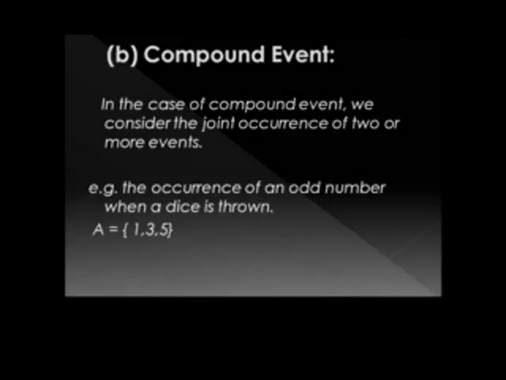The second is compound event. In the case of compound event, we consider the joint occurrence of 2 or more events. Earlier in the simple event, we considered only a single event and we were interested in calculating the probability of occurrence of that single event. But in compound events, we consider the joint occurrence of 2 or more events. For example, the occurrence of an odd number when a dice is thrown. Possible outcomes are 1, 2, 3, 4, 5, 6. And out of these possible outcomes, 1, 3 and 5 are the instances when an odd number is occurring. So this set {1, 3, 5} is a compound event.